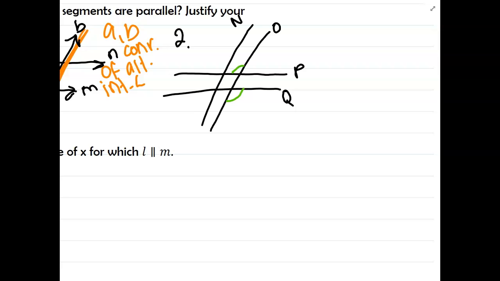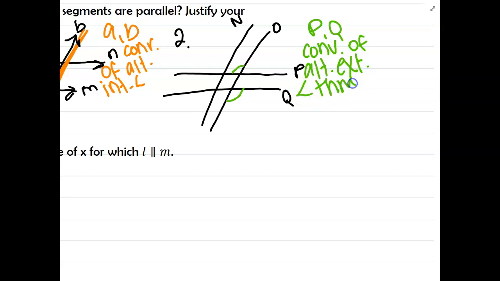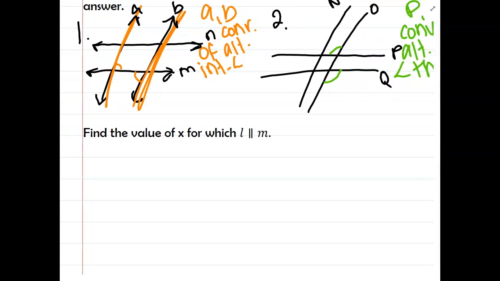Alternate exterior angles. Yeah, they're on the outside. So to decide which two lines are parallel, you have to decide they're on the exterior of what two lines, because those are the two parallel lines. What two lines are creating the exterior? P and Q. So P and Q are parallel because of the converse of the alternate exterior angle theorem. Remember, the converse proves that the lines are parallel. Okay? Questions on one or two?